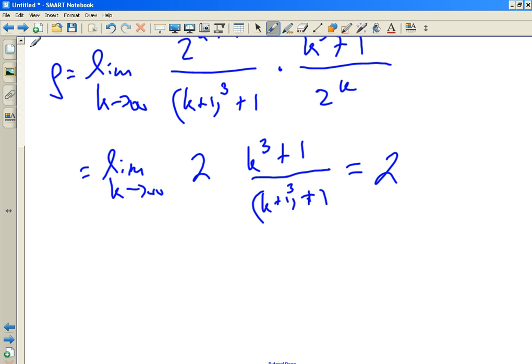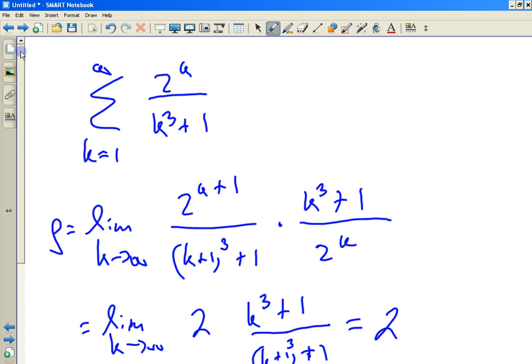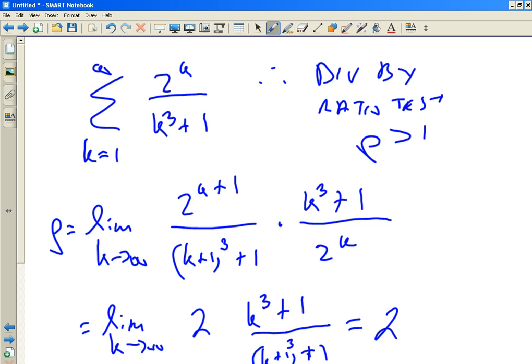So is that a good rho or bad rho? Bad rho, say so. Therefore, divergent by ratio test because rho was too big. So remember, if you do a root test or a ratio test, and rho is 1, pick a different test. This test doesn't tell you anything. It doesn't apply. It doesn't tell you convergence or divergence. Use a better test. If it's greater than 1, divergent. If it's less than 1, convergent. And that's all she wrote for today.